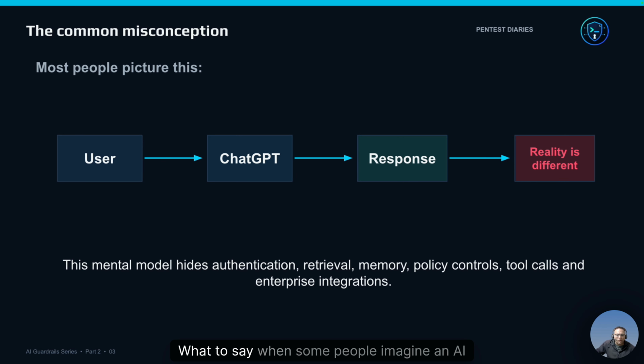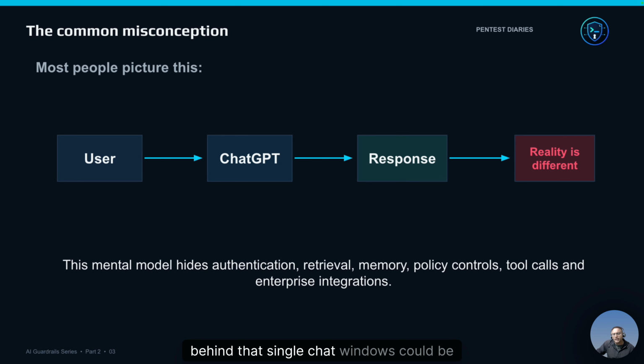When some people imagine an AI application, they picture something like this: a user types a question, the question goes to ChatGPT or some other large language model, and the model gives an answer. The user gets an AI response. For a simple demonstration, that's fine. But production AI applications don't really work this way.